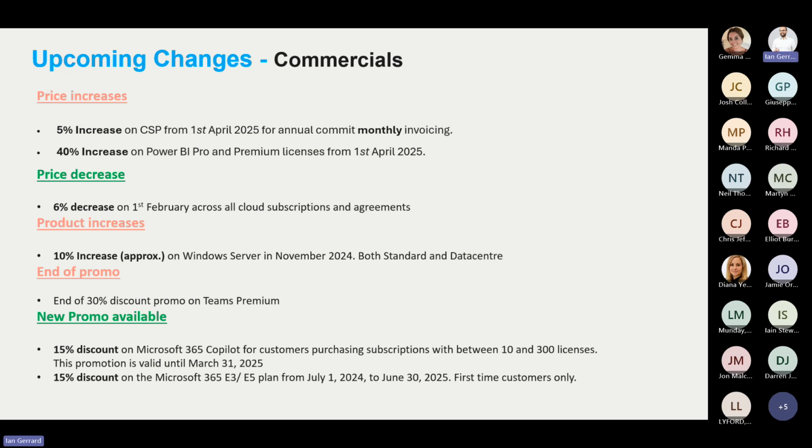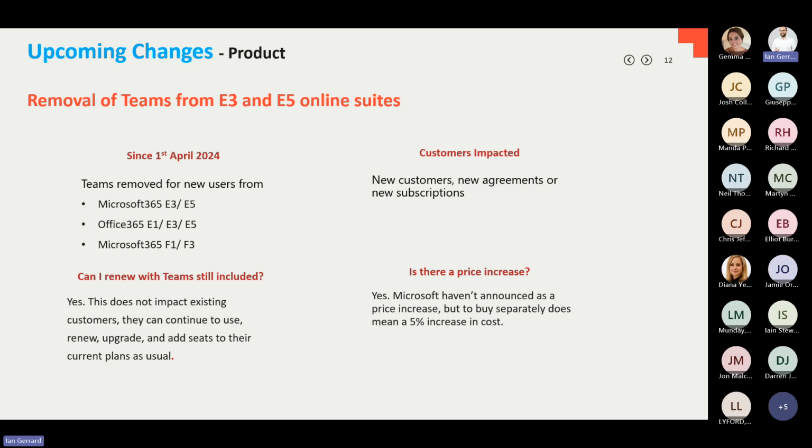The next piece we're going to run on to is some of the product changes. Look, it's a big one. It's actually been around and announced for a long time now. We're coming up to a year where Teams has been removed from E3 and E5 on those online suites. Still, so many customers ask, well, I've already got it, can I renew? Can I do this? Can I do that? If you've already got it, it doesn't impact you.